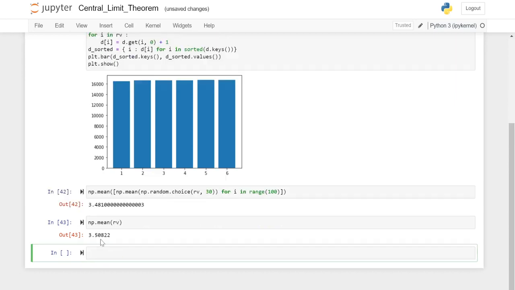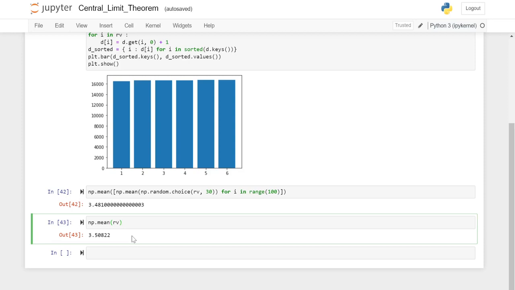This is 3.5. Our sample means mean will also be 3.5. They are close, they are matching. Okay, this we have to make a note of. This is our first conclusion. What is our first conclusion? Our first conclusion is the mean of our population will be equal to the mean of sample means.